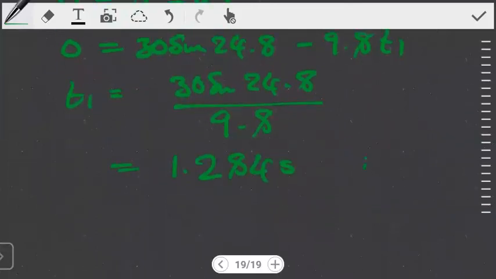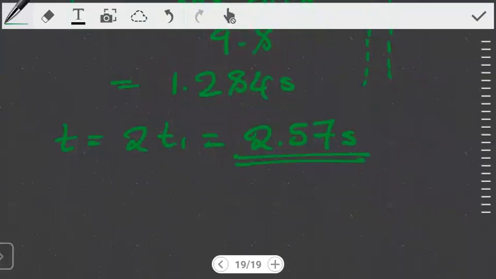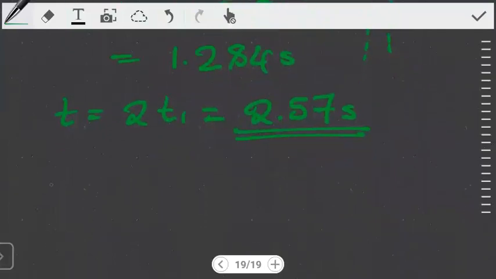But since the projectile lands at the same level, it takes 1.284 seconds to go up, and it takes the same time to come back down. So the total time T will be just double that t1. Again, I only do the doubling if the projectile lands at the same level. So the total time to go up and come back down becomes 2.57 seconds. Now that we've got the total time, we can use it in the horizontal axis to find the range. Since there is no acceleration, we use the definition of speed, which is just distance over time.